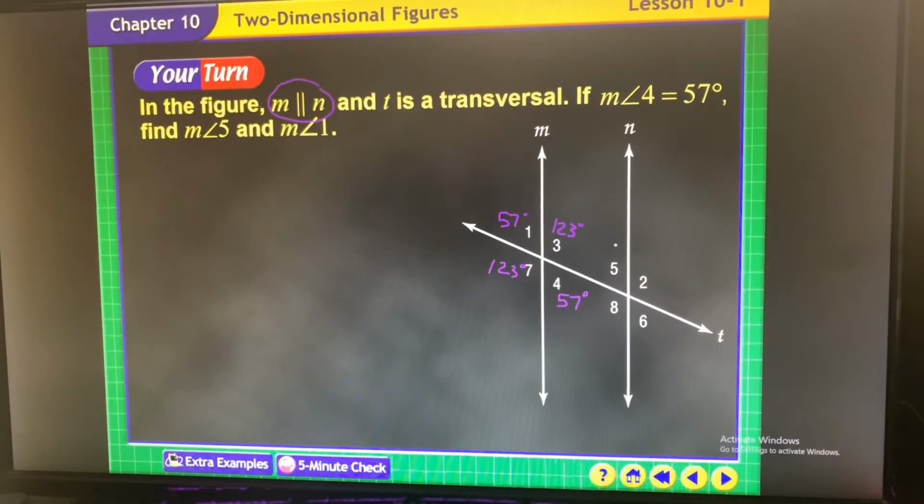And then alternate interior right here, vertical right here. I could say alternate exterior right here, or I could say supplementary to 6. Vertical angle right here, or I could have said alternate interior to angle 3. But you can see the pattern.